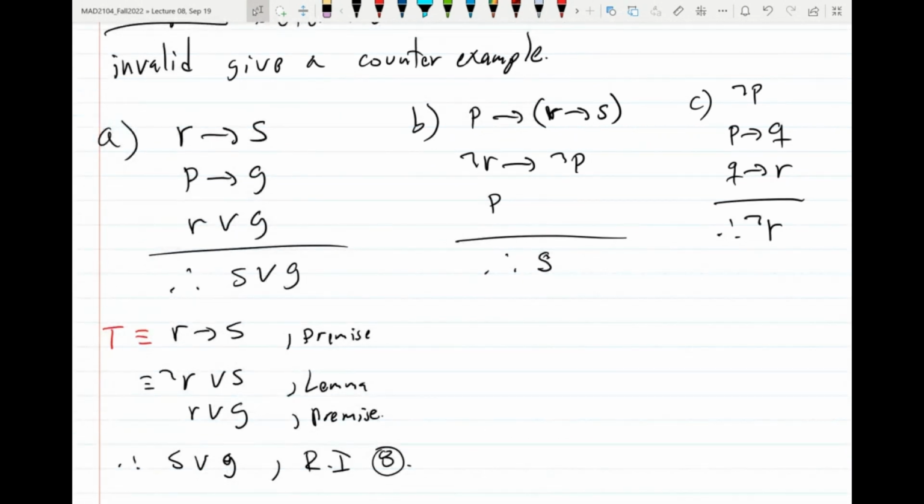So how would I go about doing this? Well, you want to deduce S, right?